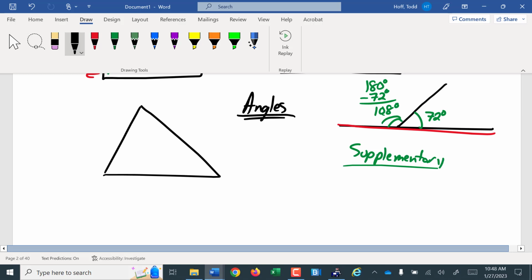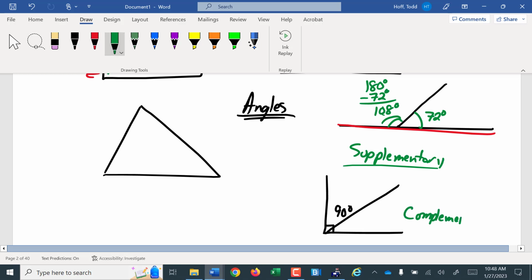The other special angle we run into, what's that little box in the corner mean? It's a 90-degree angle or a right angle. We can have two angles that add up to a right angle or a 90-degree angle. They're called complementary. So if I know that this angle down here is, let's say 38 degrees, this angle up here has to be 90 minus 38, which gives us 52 degrees.